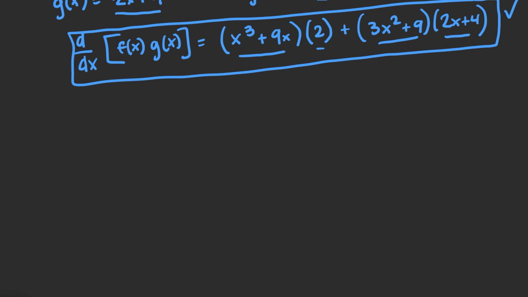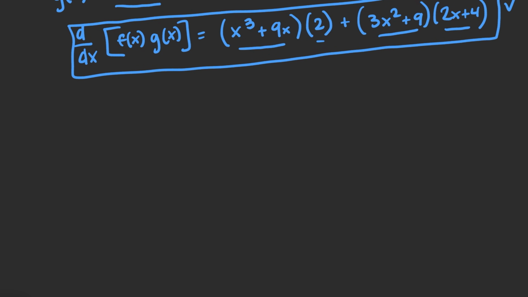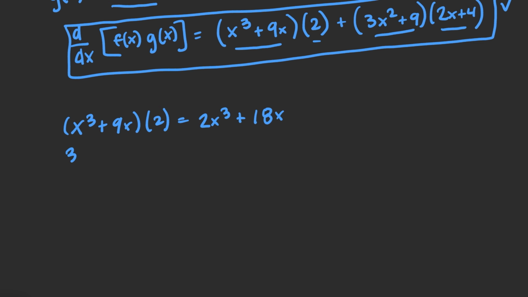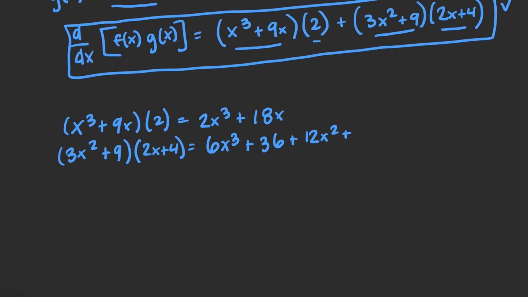Okay, so we have x cubed plus 9x, and we would times that by 2, which would give us 2x cubed plus 18x. And then for the second portion, we have 3x squared plus 9 times 2x plus 4. So if we distribute all of that, we would get 3x squared times 2x, which gives us 6x cubed. The 9 times 4 would give us 36. The 4 times 3x squared would give us 12x squared. And the 9 times 2x would give us 18x.